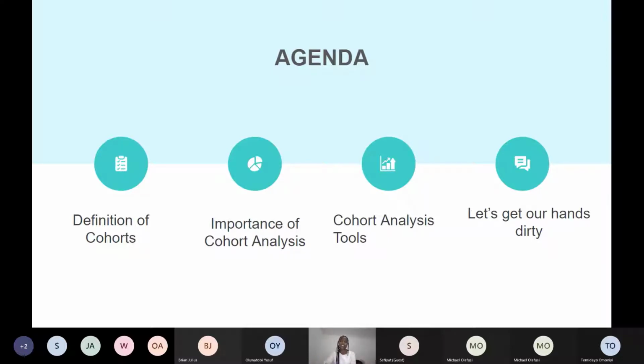We use Power BI for analysis. So when we talk about cohorts, what is a cohort? Why is it important for you to run cohort analysis and understand cohort analysis in your business? And what are some of the tools that you use to run cohort analysis? And then we get our hands dirty. Yeah, I'm super excited about that.